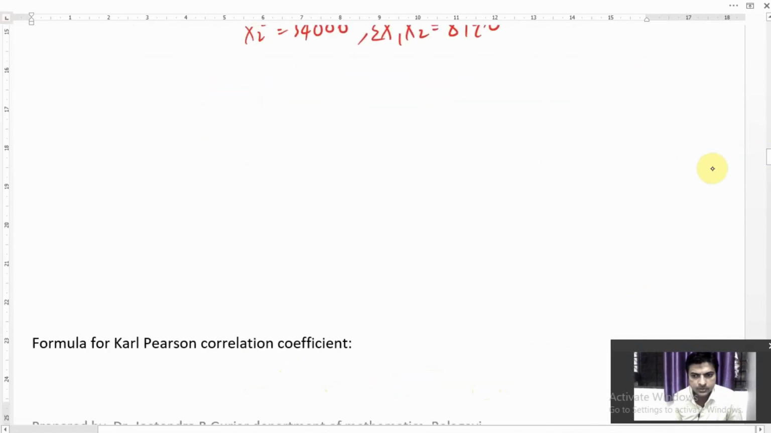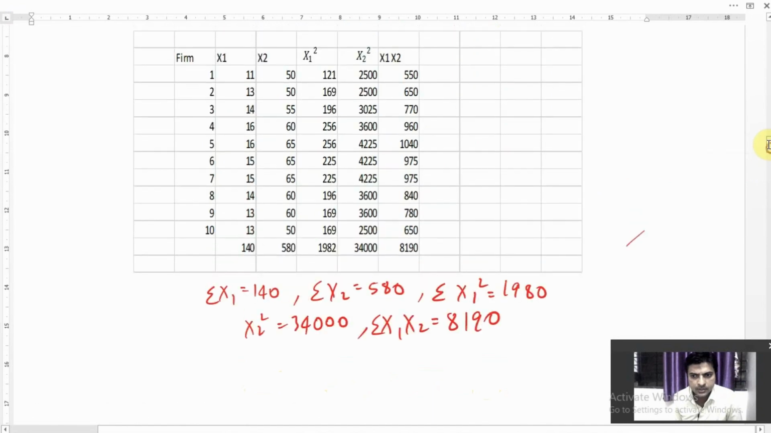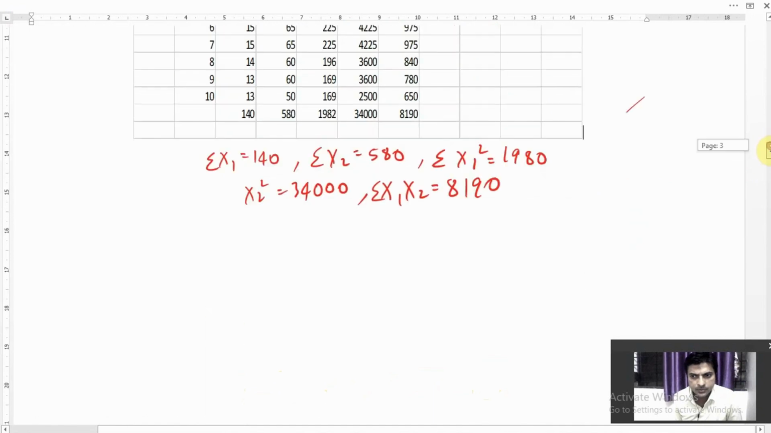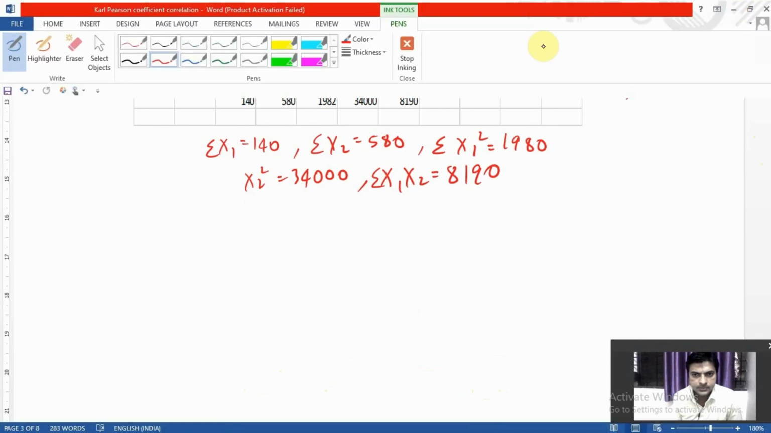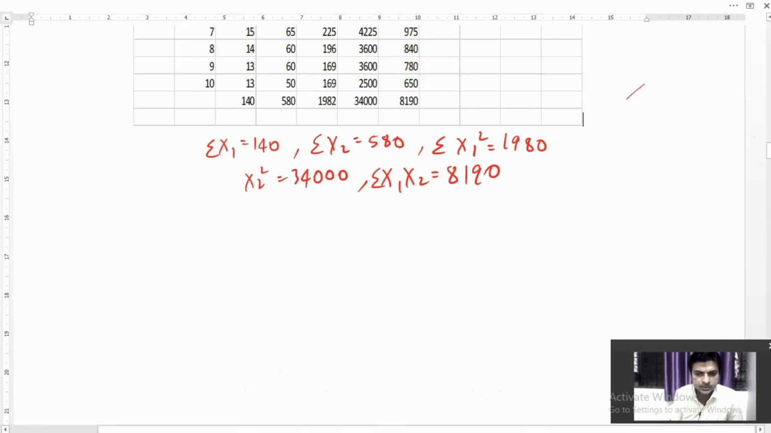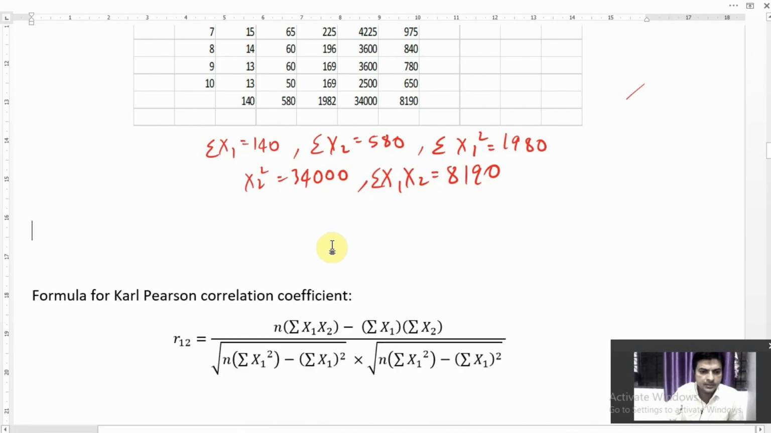Students, what formula I am going to use? Yes, I am going to use the Karl Pearson formula. So what is that formula? Yes, remember the formula students. So here I have the formula. You have to write the formula, Karl Pearson formula. Now substitute all the values. You know what is the value of n. N is equal to 10.